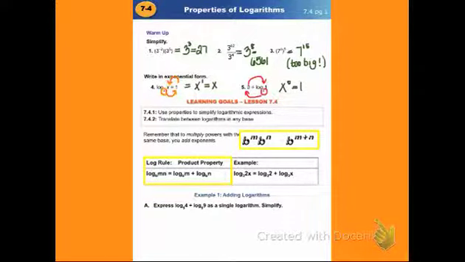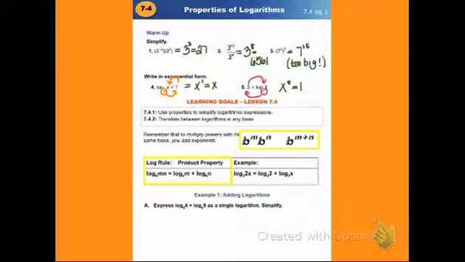Now the log rule that goes along with that exponent property is called the product property. And basically what it says, and I sort of read it backwards, I read the right hand side first, it says the log base b of m plus the log base b of n is equal to the log base b of the product of m and n. So basically what it's saying is if you have two separate logs with the same base, you can combine them together by multiplying their results.